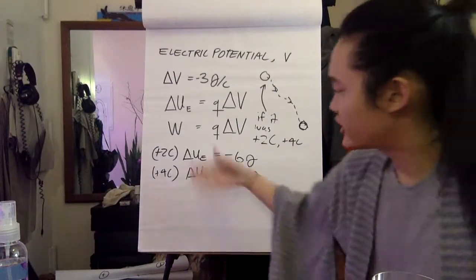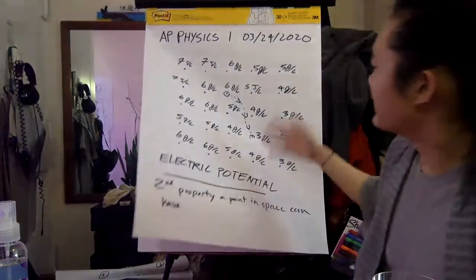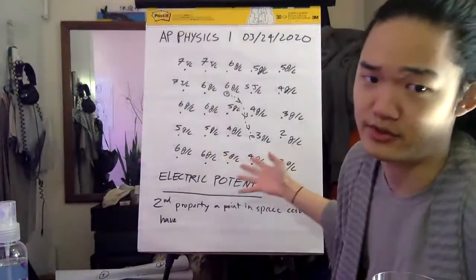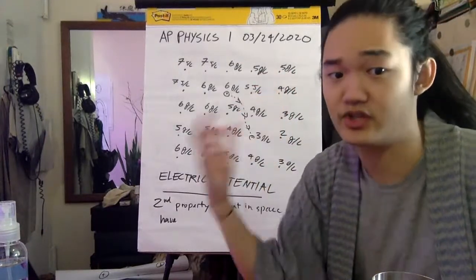Notice that when I change the charge from 2 to 4, I'm not changing the value of electric potential, right? I'm just changing the charge of the object that experiences the change in potential.